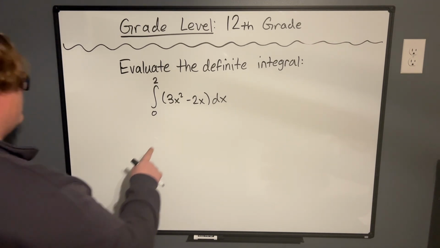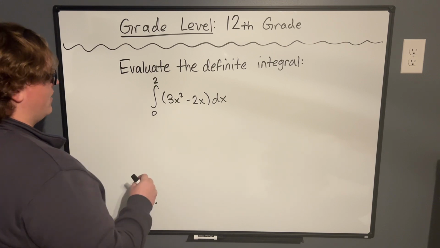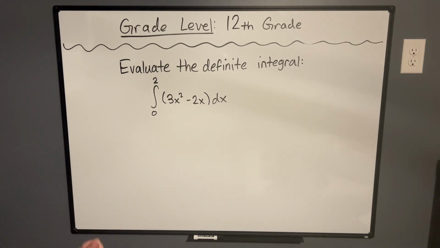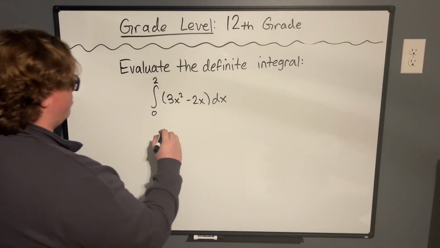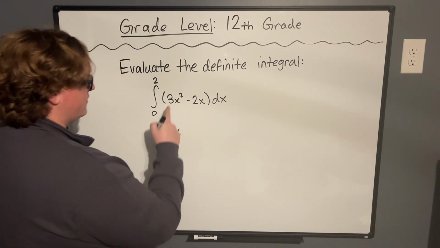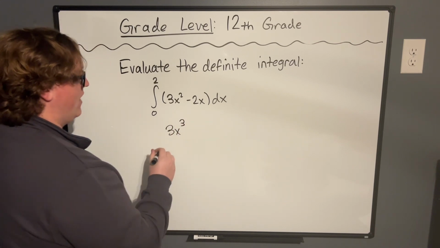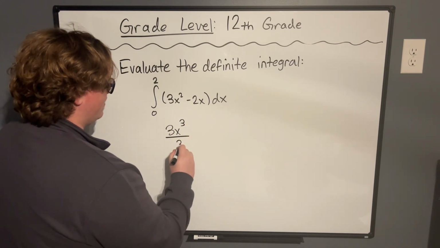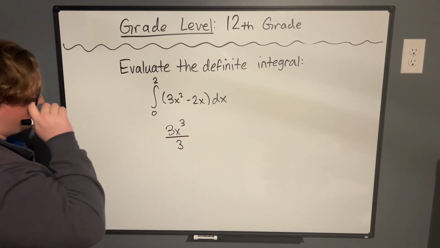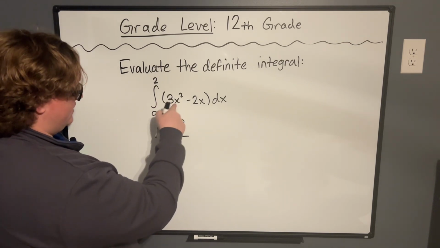So when we take the integral of 3x squared, the rule is we add 1 to the exponent and then we divide the entire term by what that exponent is now. So we're going to have 3x, but instead of squared, it's going to be cubed because we add 1. And then we divide by this exponent right here. So we divide by 3. So that's the power rule for this one.